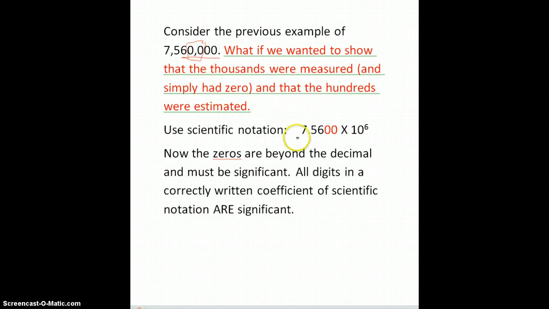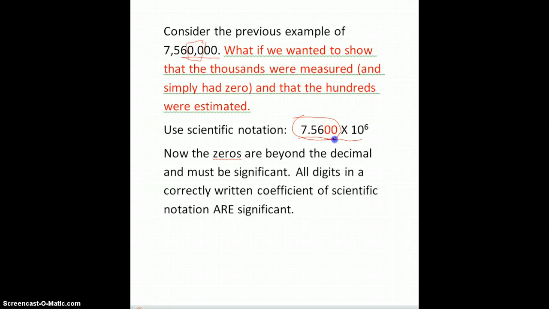And that's when we use scientific notation, because a correctly written coefficient in scientific notation, that's the number that comes before the power of 10, must be greater than or equal to 1 and less than 10. And therefore, literally, the decimal will always be preceded by a non-zero. And all the zeros that are included in the coefficient would come beyond the decimal.